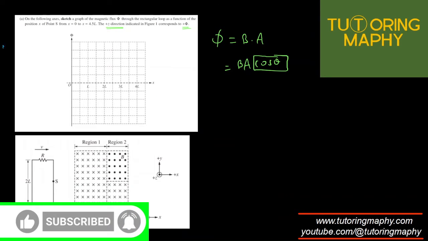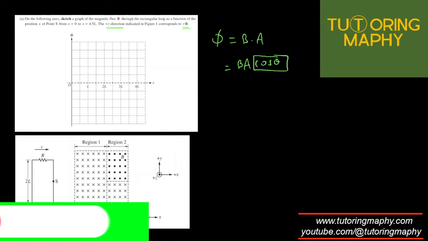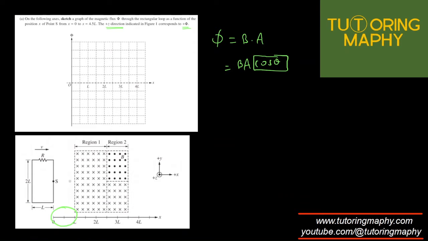So what we're going to have over here is that from 0 to L there is no flux because there is no magnetic field. So I know that this is going to be 0. Let me draw with a free hand. This is going to be 0 till this point.